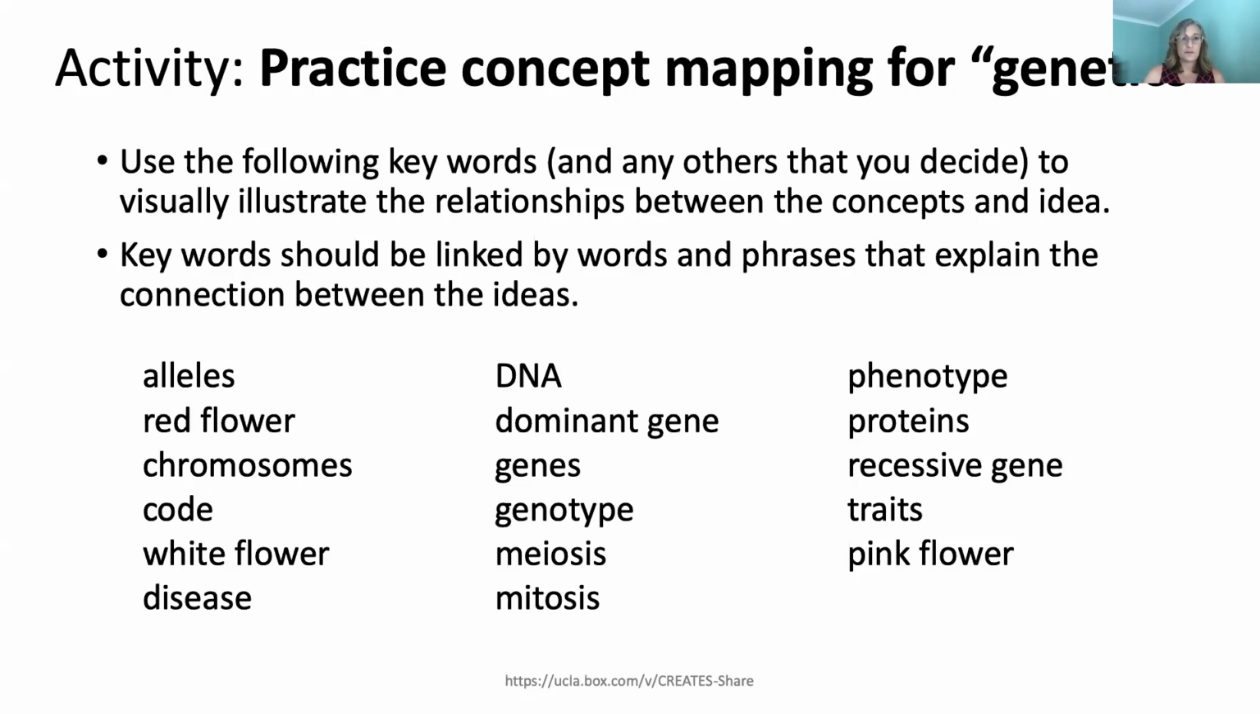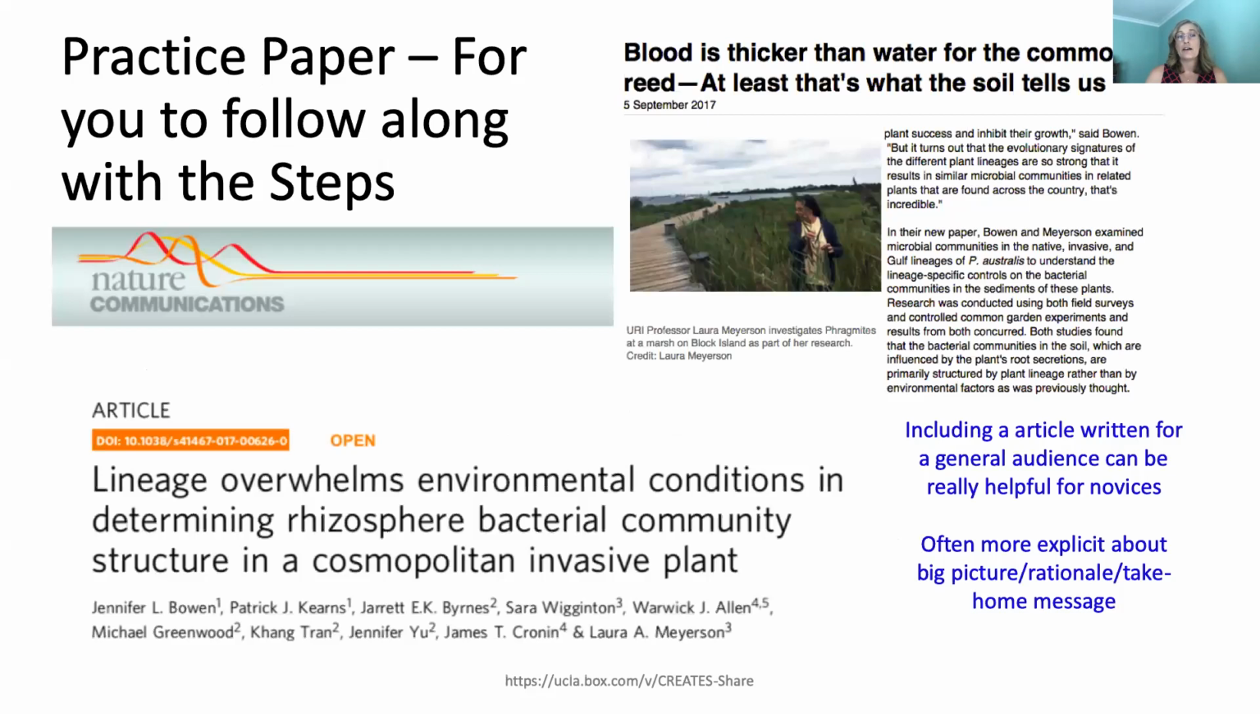All right, so once we've established that concept mapping is something that is in their repertoire, then we can move on to an actual paper. So if you're going to follow along with an example, I've prepared materials for this particular article. If you want to follow along and do the steps with us, then this is the article that we're going to be using. This article: Lineage overwhelms experimental conditions in determining rhizosphere bacterial community structure in a cosmopolitan invasive plant. So what does that mean?